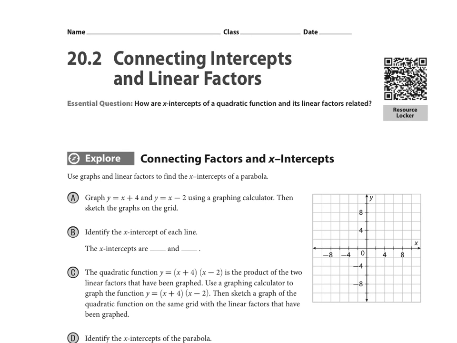20.2, connecting intercepts and linear factors. So what are linear factors? When we look right down here, we see a factored form of a quadratic. Now, when we say factored form, we're going to deal with this in 21. But a factored form is where a quadratic in standard form is broken down to its pieces. Now, what the linear factors are, they give us on the graph where it crosses the x-axis.